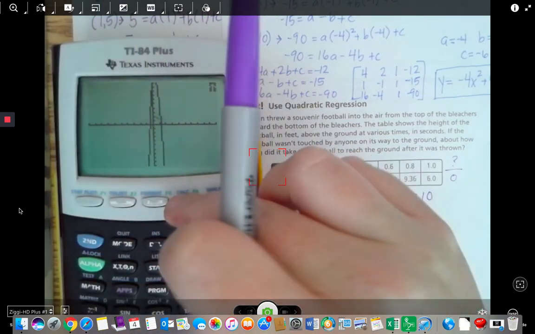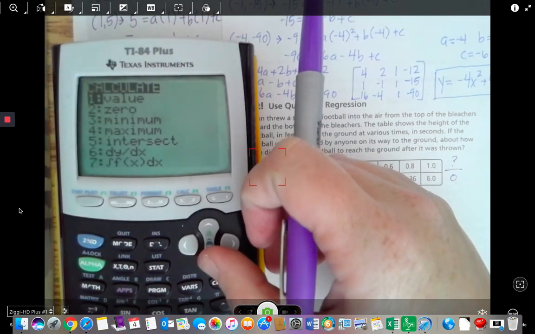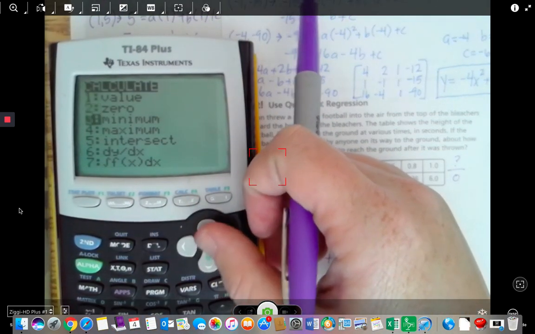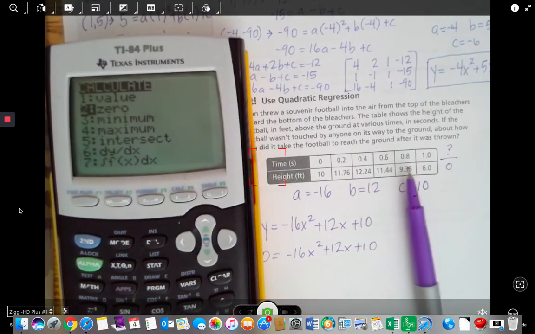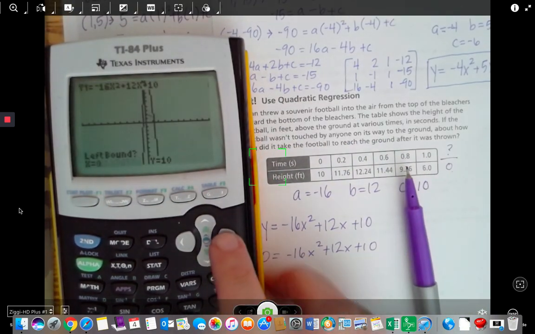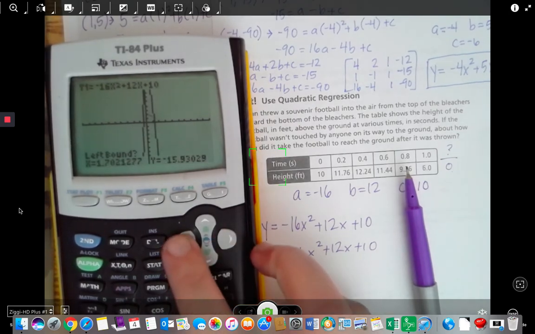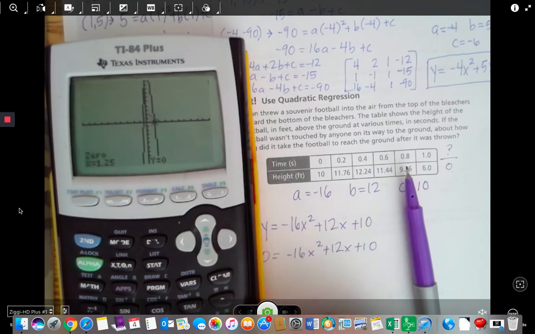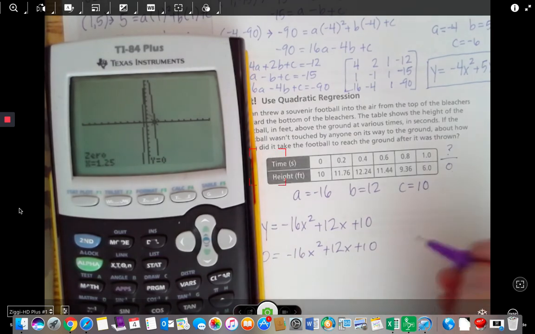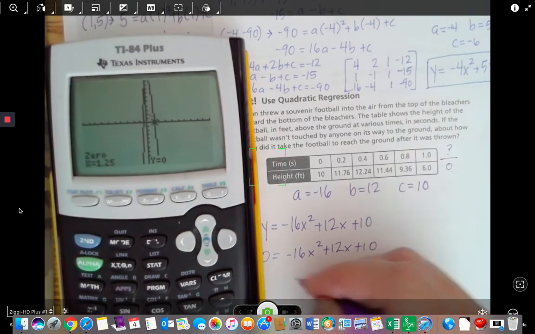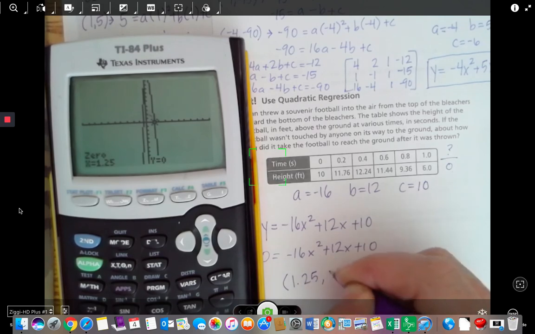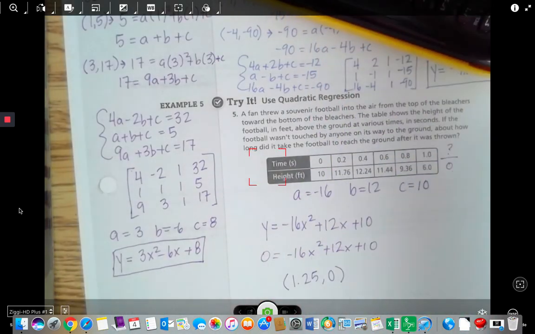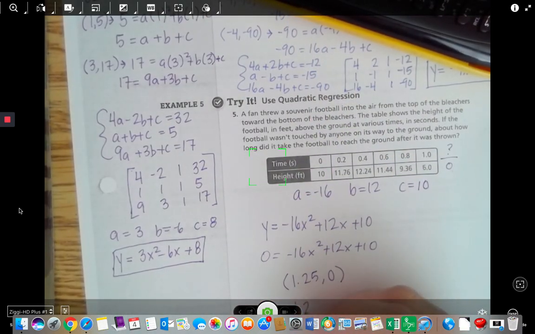So I'm going to hit second trace, and find this is what we call a zero. That's your x-intercept. So I'm going to make sure I'm over here by this correct x-intercept, and I'm on the left side of it. Now I'm on the right side, and look, it tells me that it is at 1.250. So what that means is it took about 1.25 seconds to reach the ground after it was thrown.